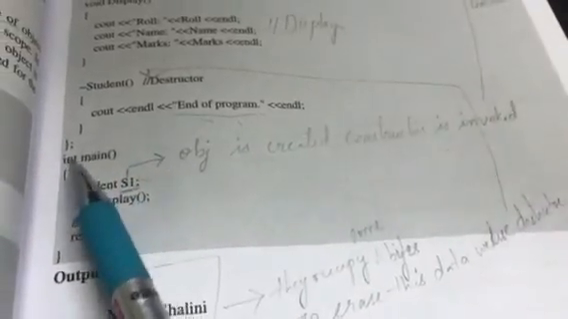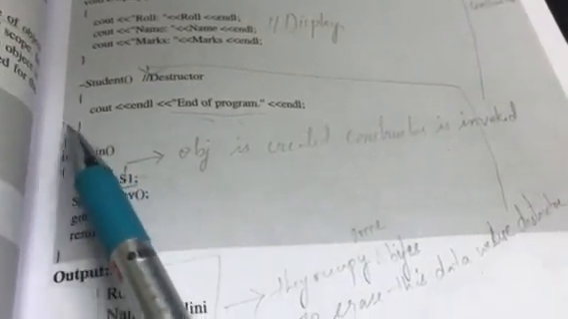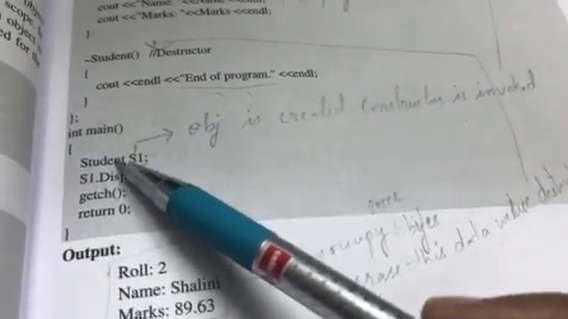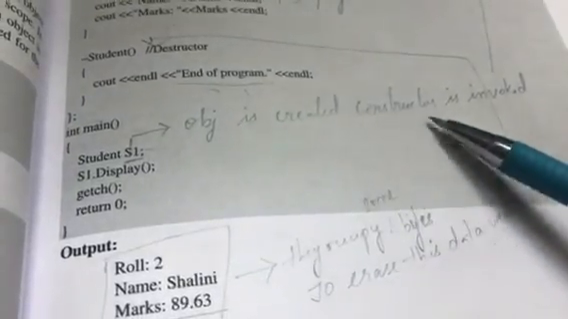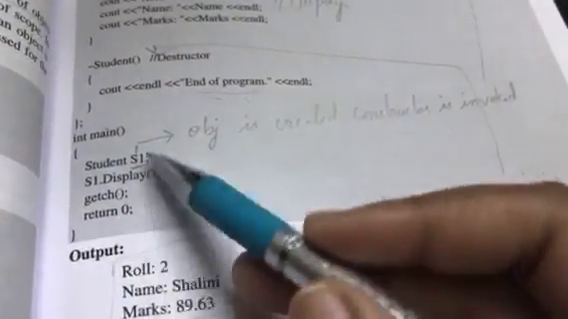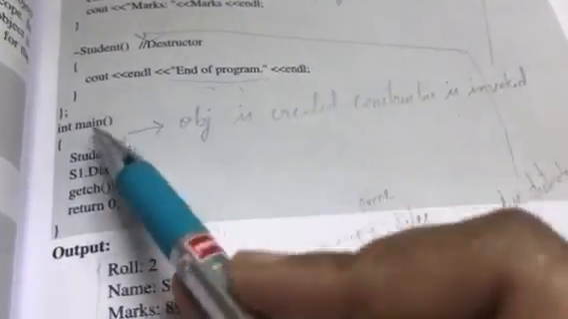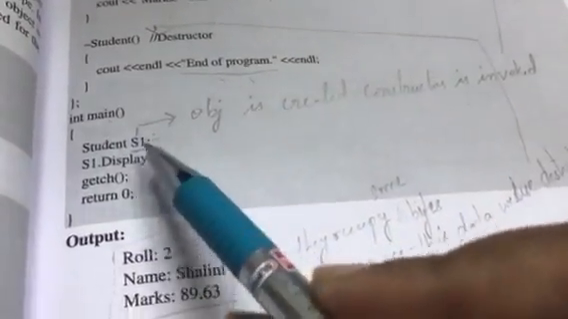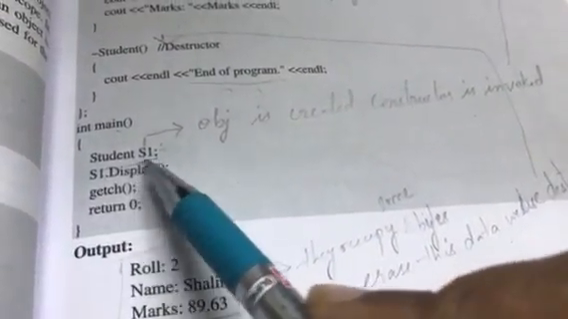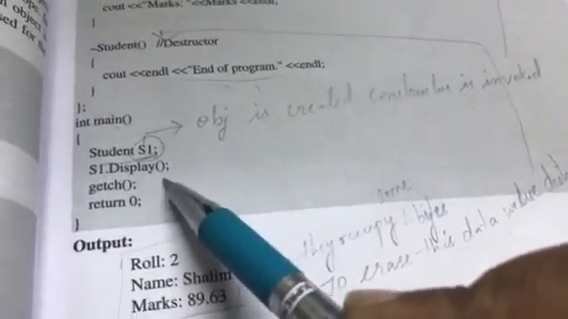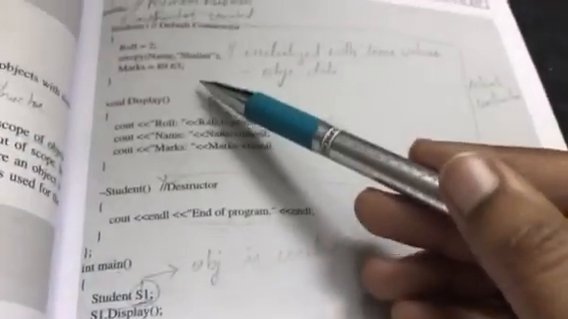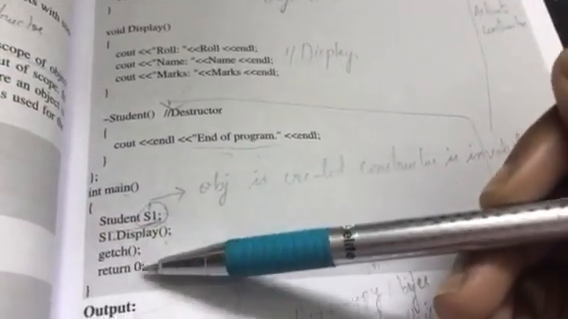So this is a class. A class always ends with a brace and semicolon. Now we are going for the main function. We have created a student object. The object is created and the constructor is invoked. Every time we execute a program, that program always starts with the main function. So we have created student as the class name, and with that class we have created an object. S1 should display the student class. Then getch and return 0.